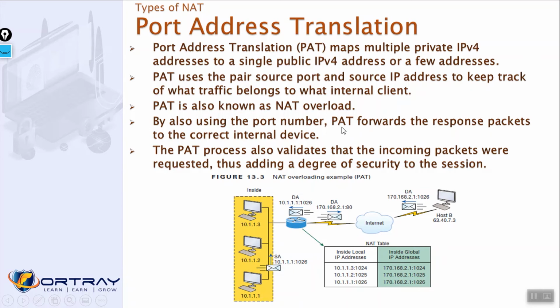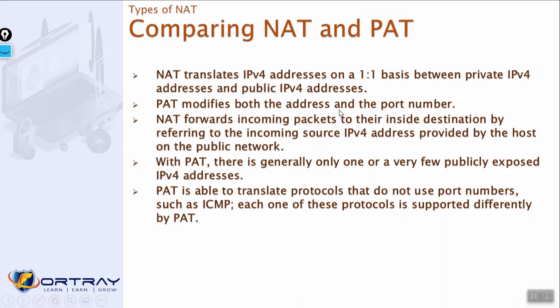By using the port number, PAT forwards the response packet to the correct internal device. The PAT process also validates that the incoming packets were requested, thus adding a degree of security. So it's providing security as well. NAT translates IPv4 on a one-to-one basis between private IP addresses, and PAT modifies both the address and the port number as well. So the only difference is that PAT has the port number. PAT forwards incoming packets to their inside destination by referring to the incoming source IP. With PAT there is generally one or very few public IP addresses. PAT is also able to translate for protocols that do not use the port number.